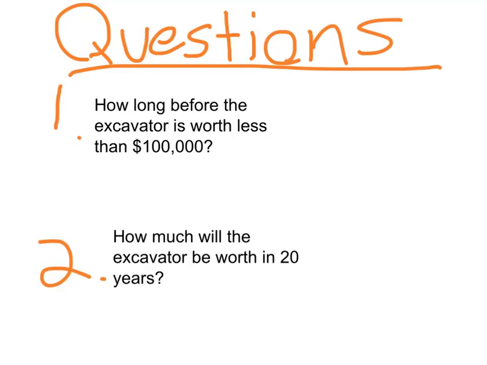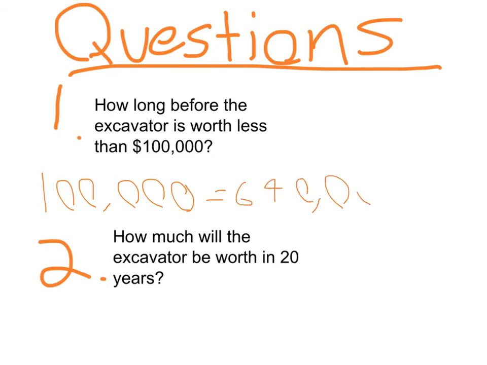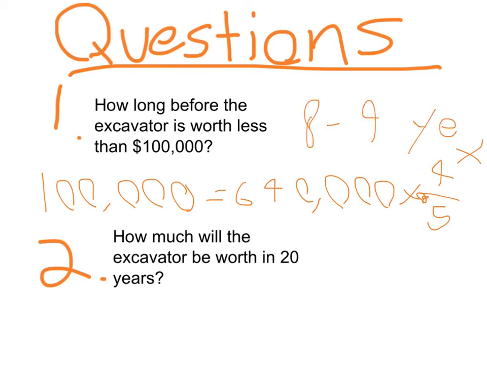So here are the questions. How long before the excavator is worth less than $100,000? You plug in 100,000 for the y, and then solve 100,000 equals 640,000 times 4/5 to the power of x, and you end up getting between 8 and 9 years.